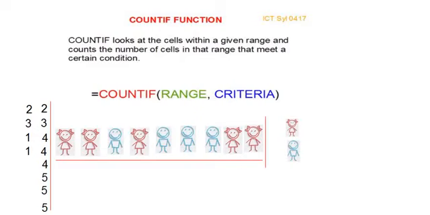So basically we are saying with the Countif function, it looks at the cells within a given range and then counts the number of cells in that range that meet a certain criteria. So basically what is important here is the condition or the criteria.